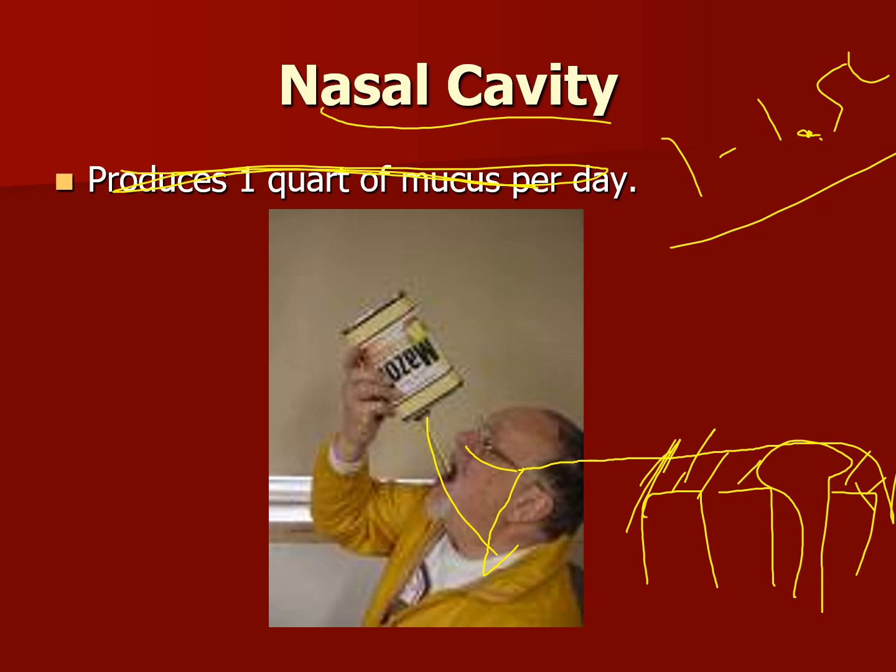So you make a lot of mucus, 1 to 1.5 liters. I may ask you to recall this information at some point. And that's going to be an approximate value that you make, and most of it you swallow, but that's what your nasal cavity produces.